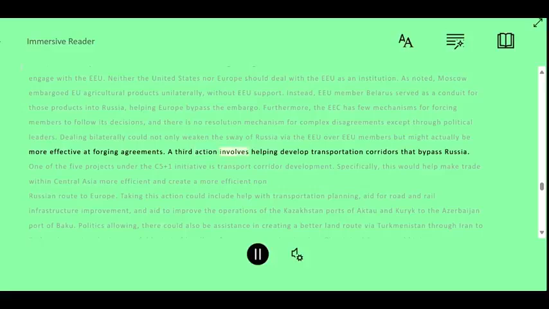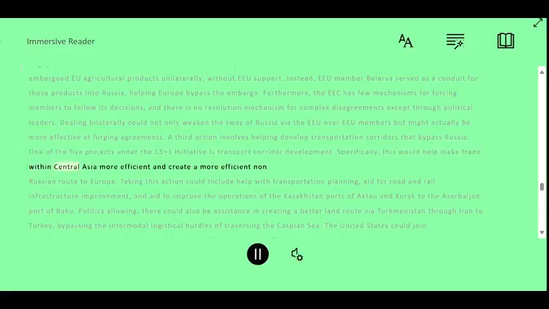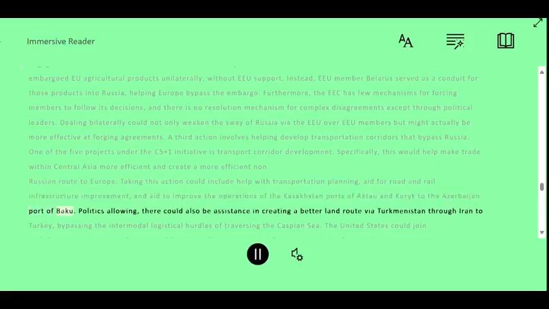A third action involves helping develop transportation corridors that bypass Russia. One of the 5 projects under the C5+1 initiative is transport corridor development. Specifically, this would help make trade within Central Asia more efficient and create a more efficient non-Russian route to Europe. Taking this action could include help with transportation planning, aid for road and rail infrastructure improvement, and aid to improve the operations of the Kazakhstan ports of Aktau and Kurik to the Azerbaijan port of Baku.